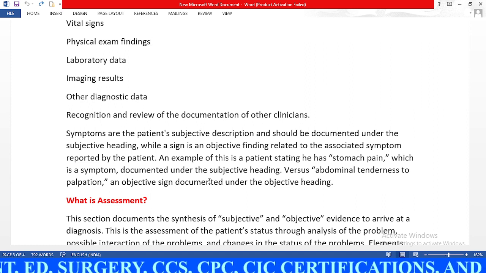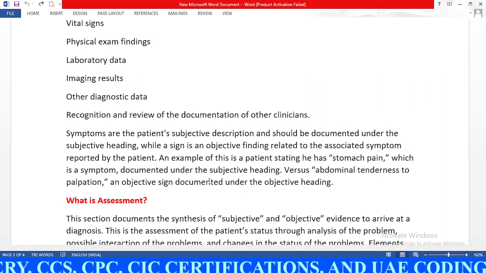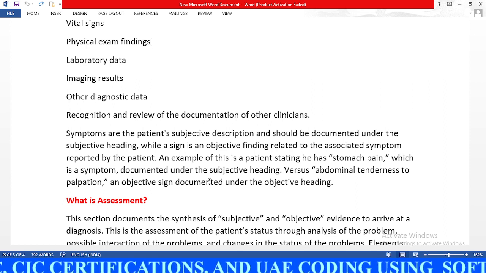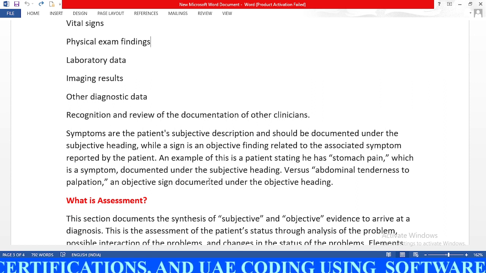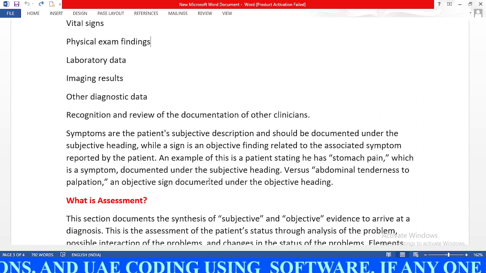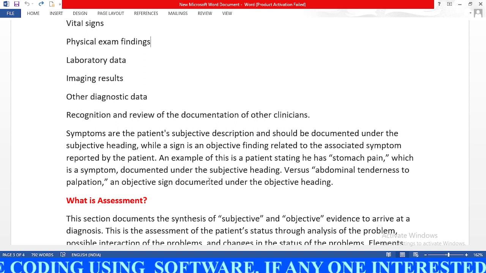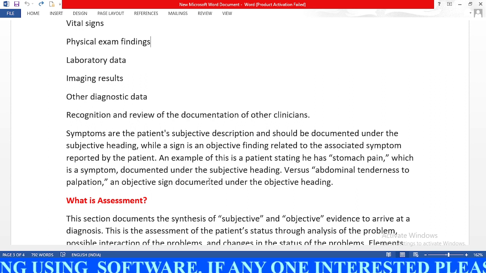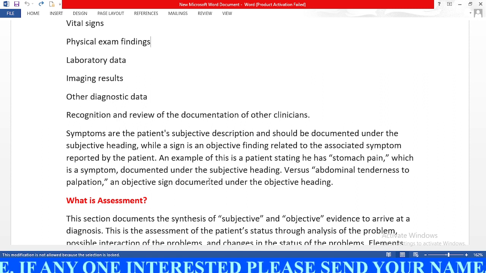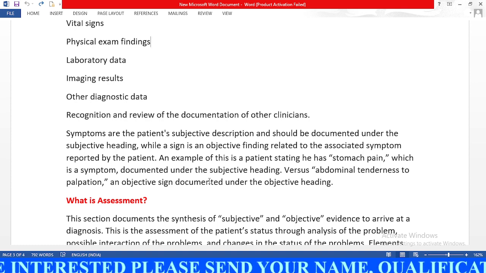So in order to code properly, we need to know the difference between symptom and sign. Symptoms are the patient's subjective description and should be documented under the subjective heading, which is usually the chief complaint, while a sign is an objective finding related to the associated symptom reported by the patient. An example of this is a patient stating he has stomach pain, which is a symptom documented under the subjective heading, versus abdominal tenderness to palpation, an objective sign documented under the objective heading. So basically, a symptom is the condition mentioned by the patient and a sign is diagnosed by the physician.